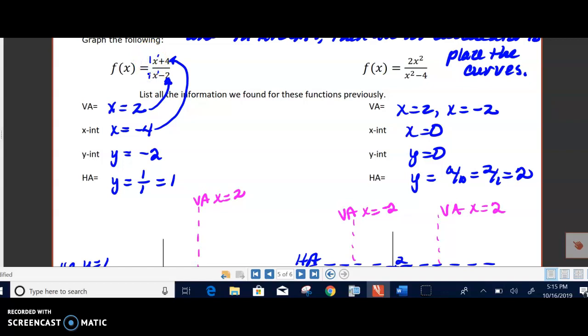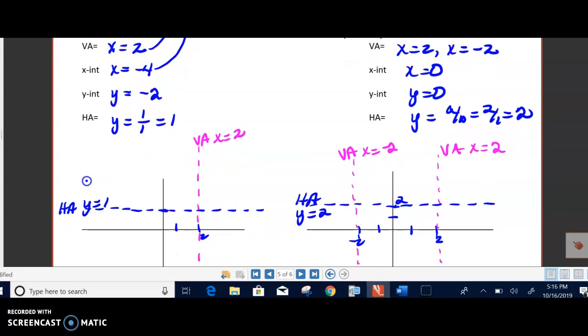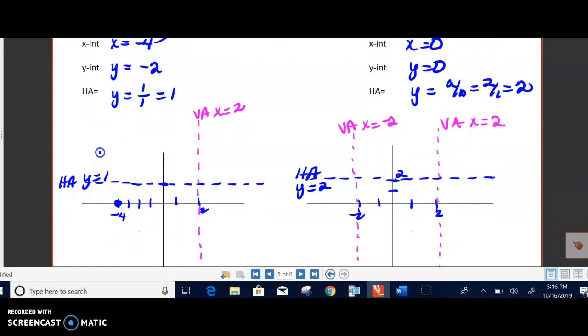Now let's take all that information and put it on a graph. So we've got a dotted line on the vertical, we've got a dotted line on the horizontal at 1. Let's plot the x-intercept at -4. So over here at -4. And we got a y-intercept at 2, so let's come down here at 2. Okay, that's all the information we have.